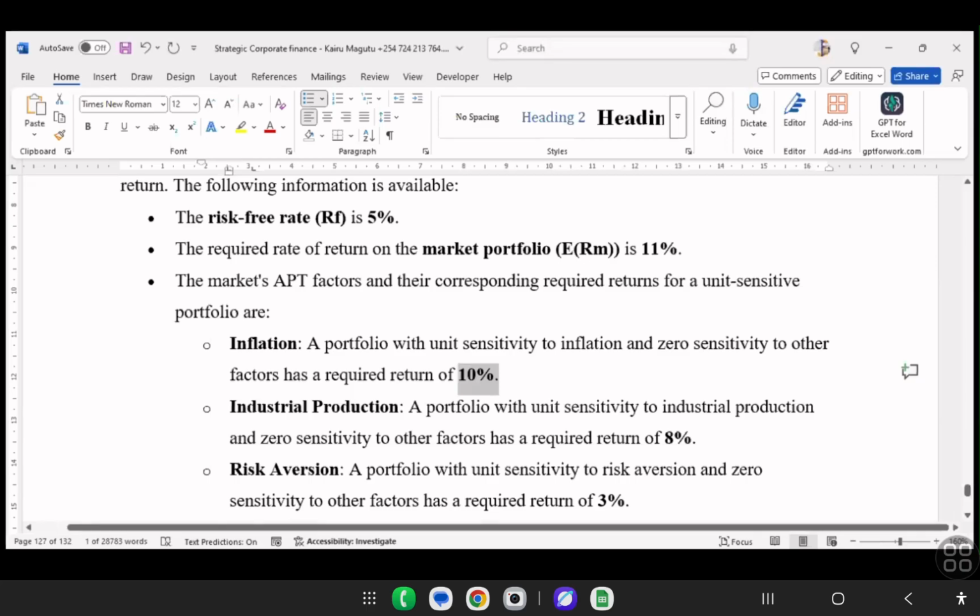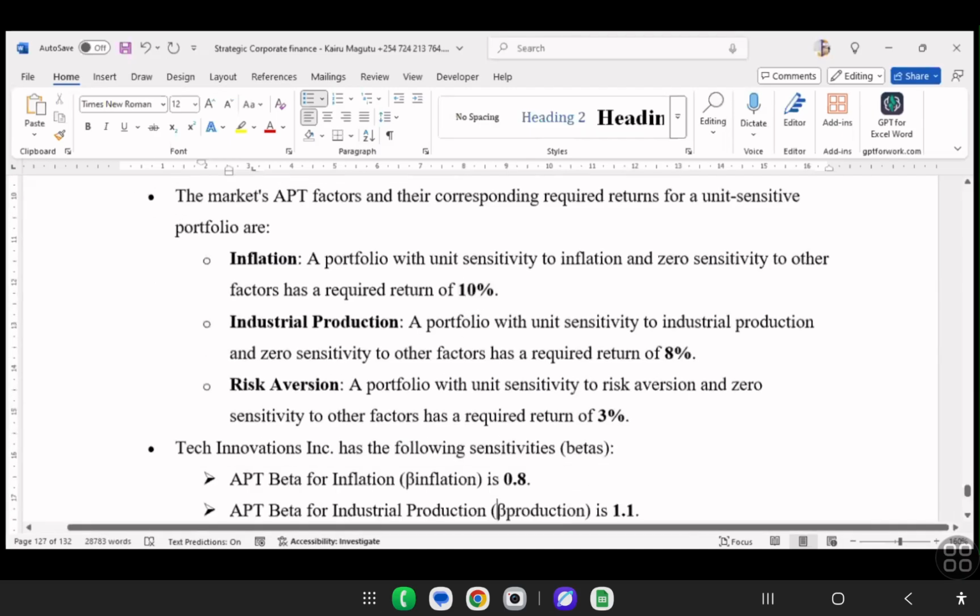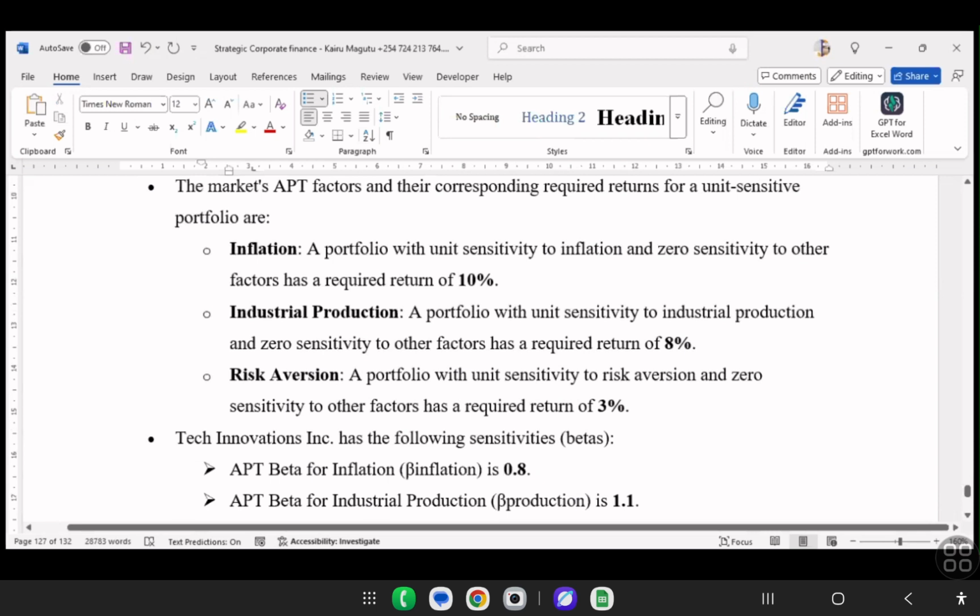If inflation is the only factor, the return of this company is 10%. Industrial productivity: a portfolio with unit sensitivity to industrial production and zero sensitivity to other factors has a required return of 8%, meaning if all the other factors are ignored, that is why we are calling them zero sensitivity, and the only factor to consider is industrial productivity, the return of this company will be 8%. The other one is risk aversion. A portfolio with unit sensitivity to risk aversion and zero sensitivity to other factors has a required rate of 3%. If risk aversion is the only factor, this security will have a return of 3%.